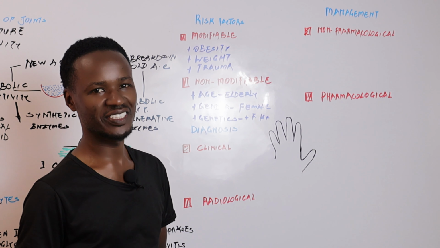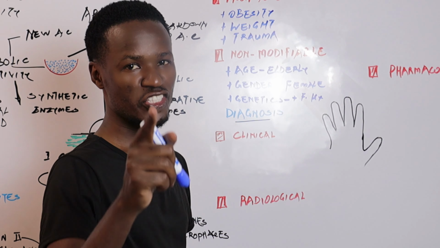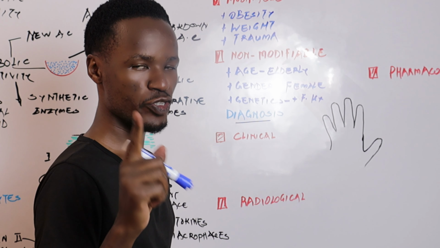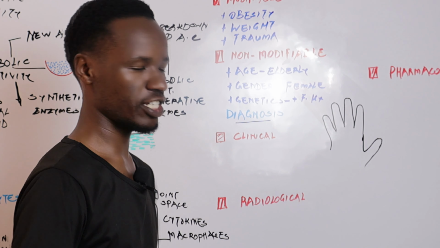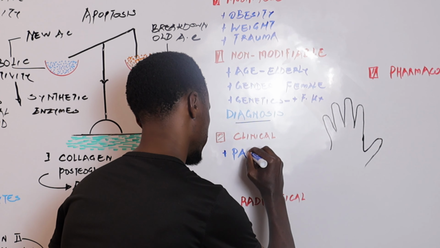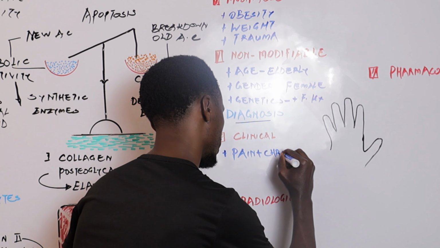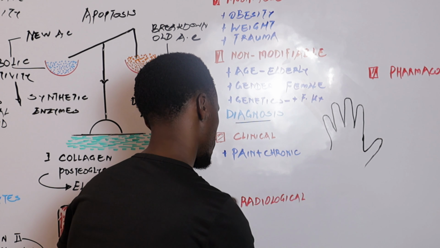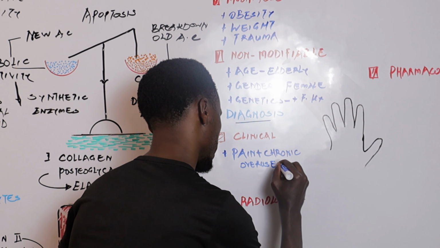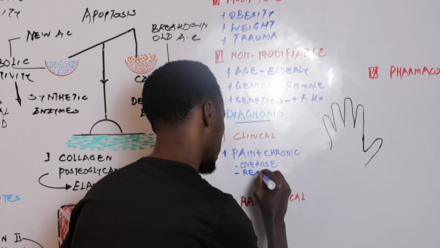Let's now talk about the diagnosis of osteoarthritis. Osteoarthritis is typically a clinical diagnosis, and during clinical assessment, these are the things to look out for. One is pain, and this pain that we are talking about is chronic pain, which gets exacerbated by overuse and gets alleviated by rest.